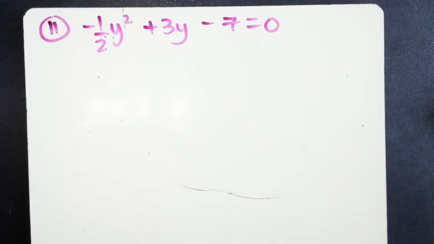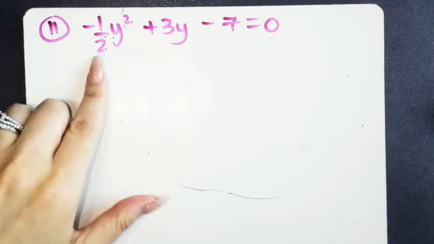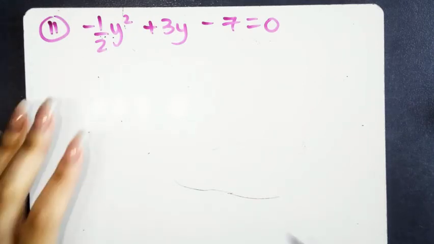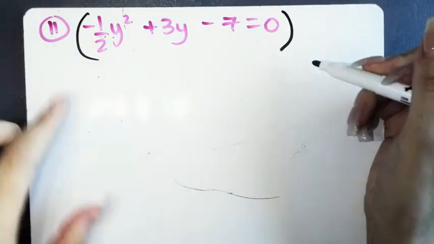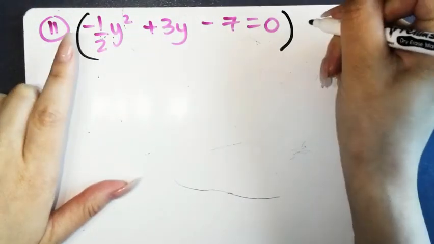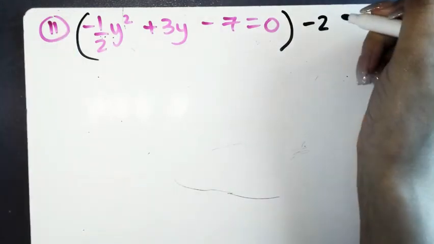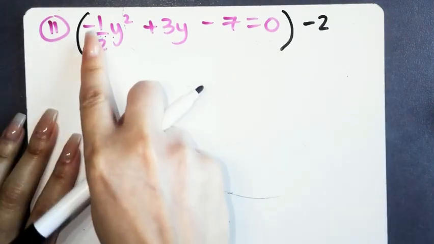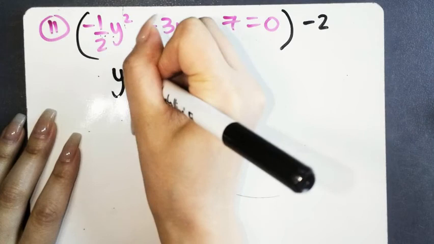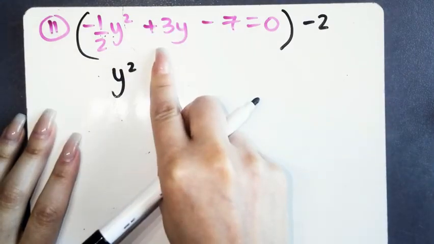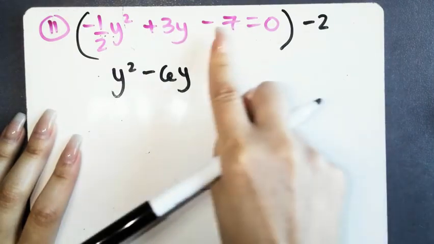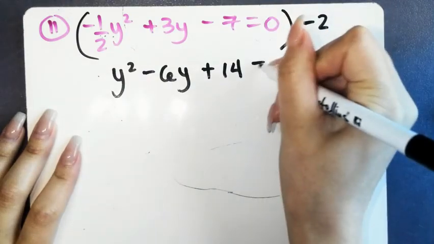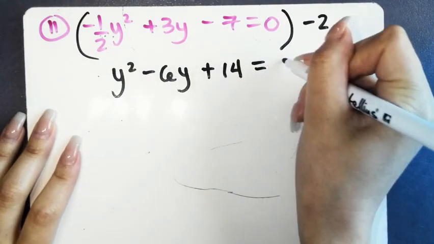For number 11, it might look challenging that the leading coefficient is negative 1/2, but you can get rid of it. How? We're going to multiply everything times the reciprocal of negative 1/2, which is negative 2. If you multiply every single term times negative 2, negative 2 times negative 1/2 y squared is just y squared. Negative 2 times positive 3 is negative 6y. Negative 2 times negative 7 is positive 14. And this is equal to 0 times negative 2, which is 0.